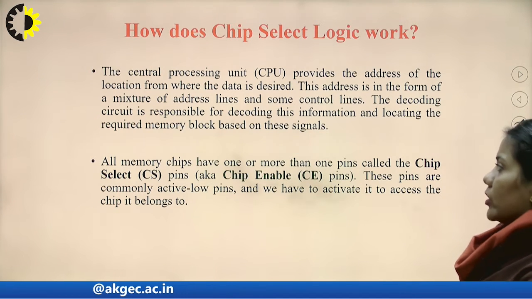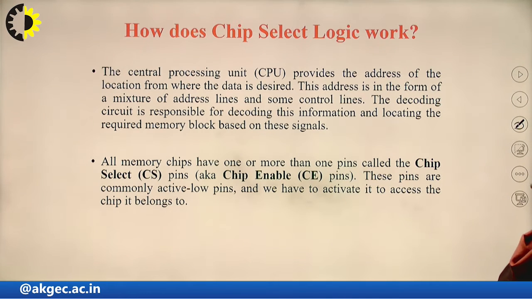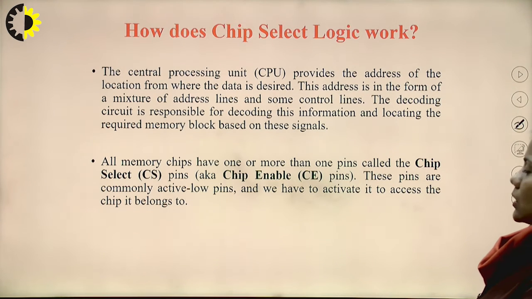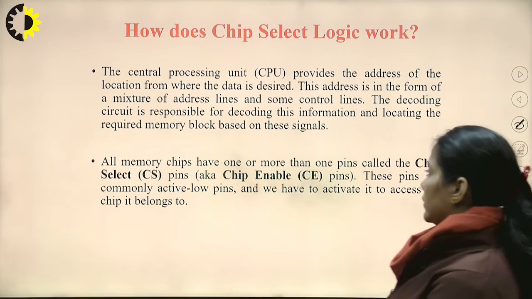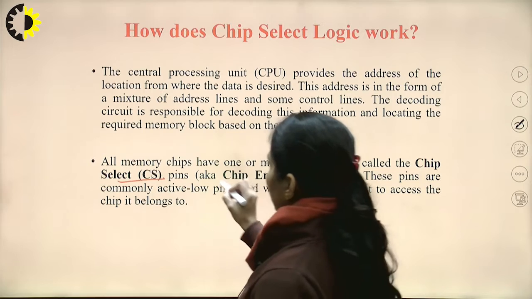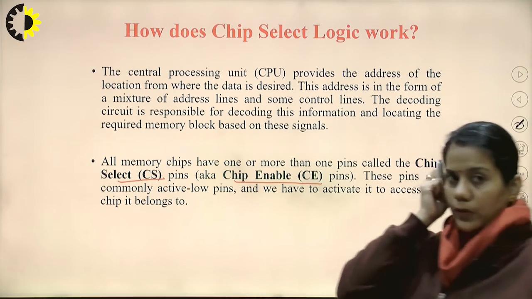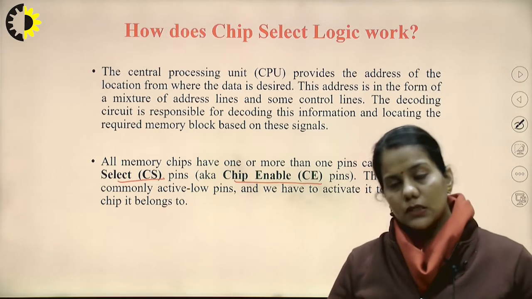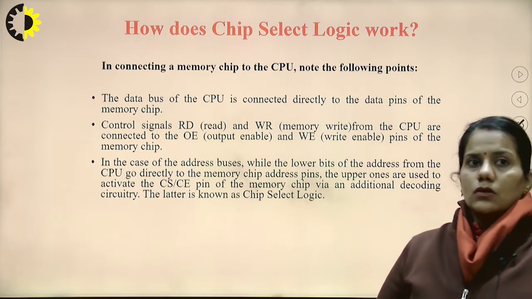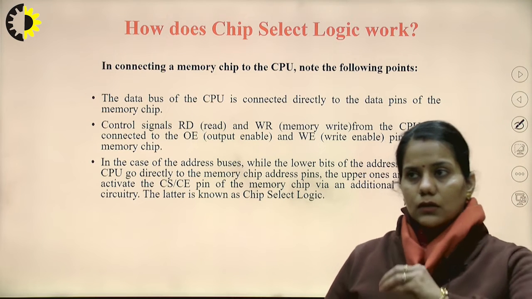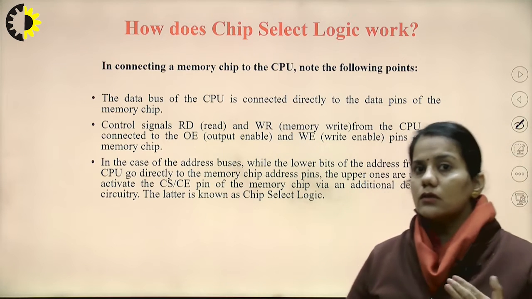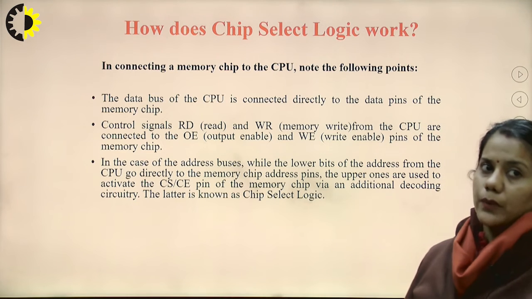All memory chips have one or more pins called the chip select pins, or we can say chip enable pins. These pins are commonly active low pins, and we have to activate them to access the chip they belong to. So for every chip, there is a chip select pin, or chip enable pin, and we have to enable those pins in order to activate that particular memory chip. So the chip select logic is nothing but such a logic of control signals which can activate that particular chip select or chip enable pin.